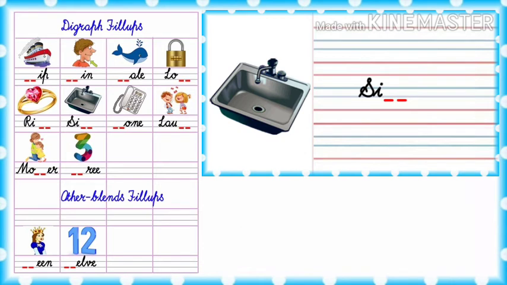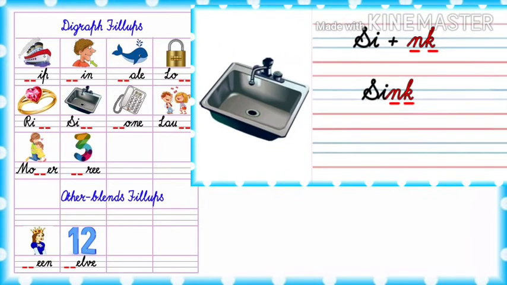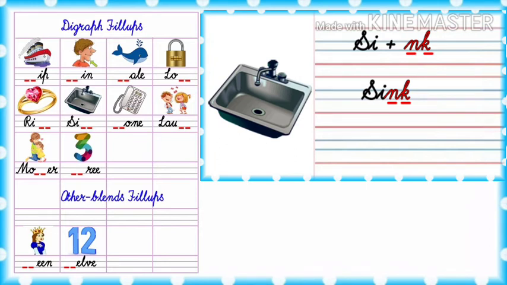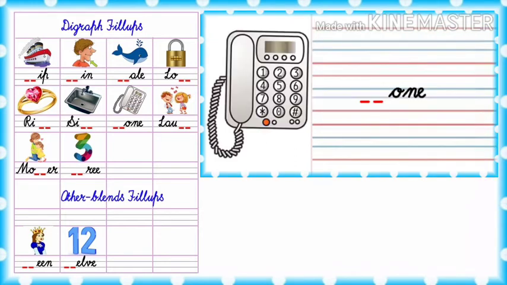Let's try one more picture. Read the word si dash. Which sound is missing? Digraph NK sound is missing. So fill the correct digraph NK and make the word complete. Sink.